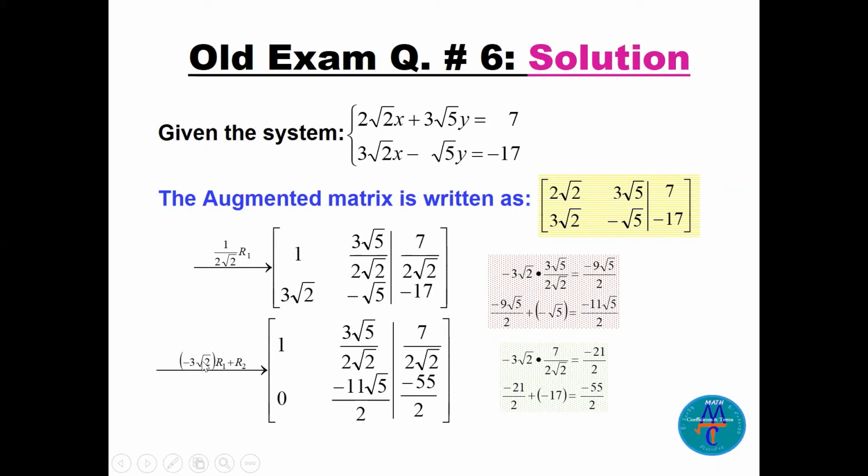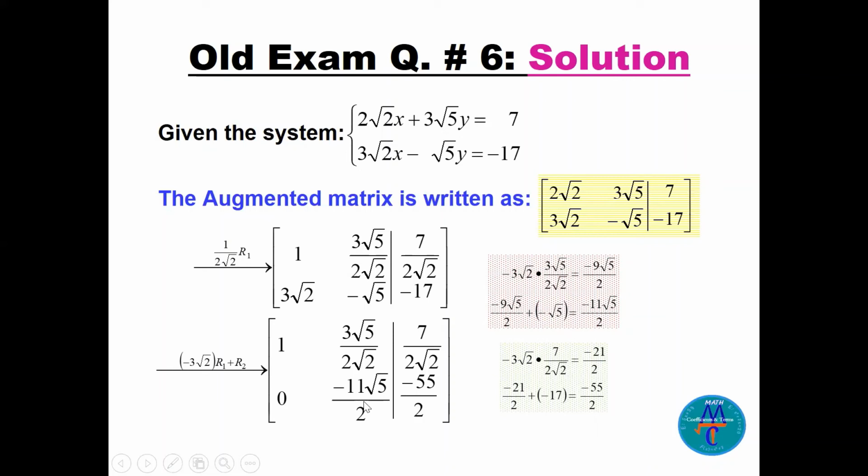Now here, minus 3 square root of 2, I multiply with this. So I wrote it here for you. Minus 3 square root of 2 times 3 square root of 5 over 2 square root of 2. We cancel the square root of 2 here. So we get minus 9 square root of 5 over 2. And then we have to add that with minus square root of 5. So when you multiply this by this, you will add minus square root of 5. So multiply up and down here by 2. So you get minus 11 square root of 5 over 2.